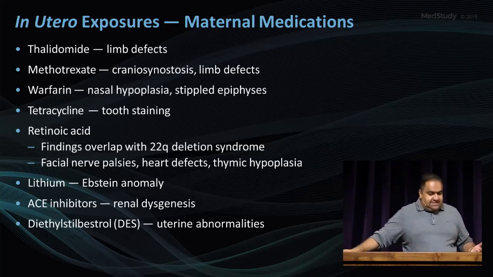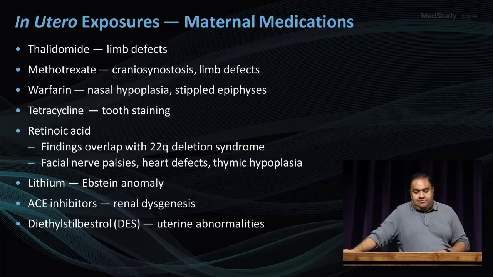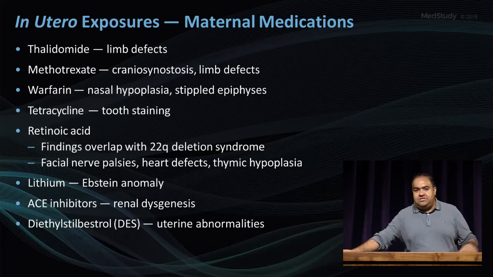Tetracycline, they say tooth staining, which is true. We try not to give tetracyclines to our infants because of the enamel staining that occurs. Retinoic acid, also isotretinoin within that same category. These are findings that similarly mimic the 22q deletion syndrome.